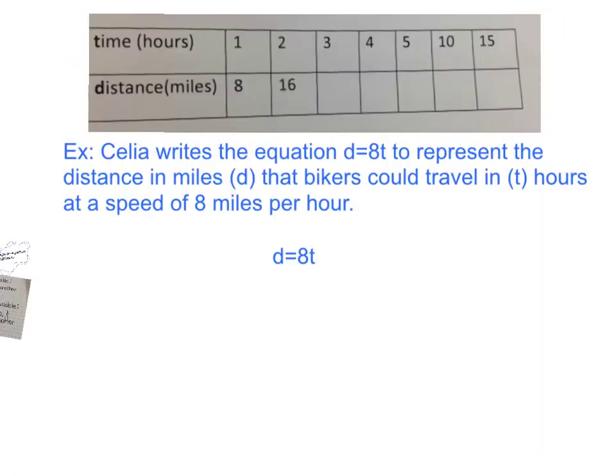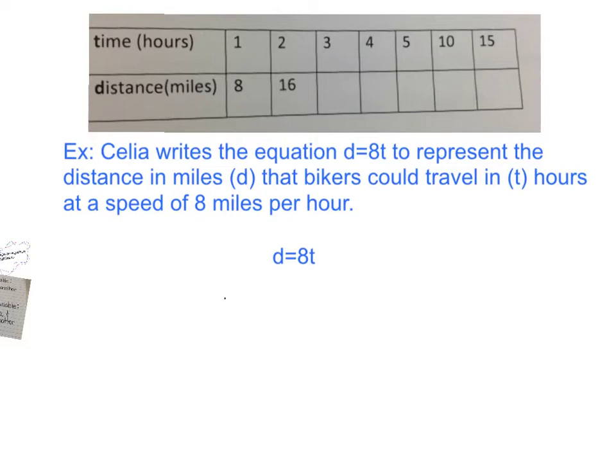All right, let's look at our first example. If you're looking in your student success packet, you will see this. It says, Celia writes the equation d equals 8t to represent the distance in miles, d, that bikers could travel in t hours at a speed of 8 miles per hour. What we're going to try to do is first complete the table.